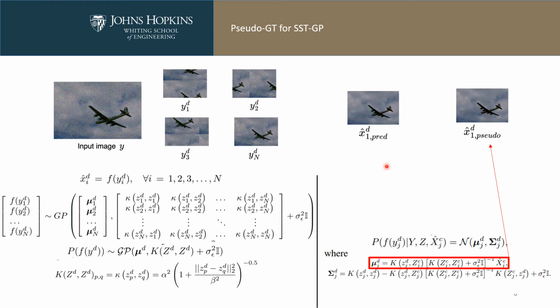Ultimately, we can do supervision using these pseudo-ground truths generated from the Gaussian process and the network's prediction, and update the network weights in order to learn the network weights to perform the denoising task.